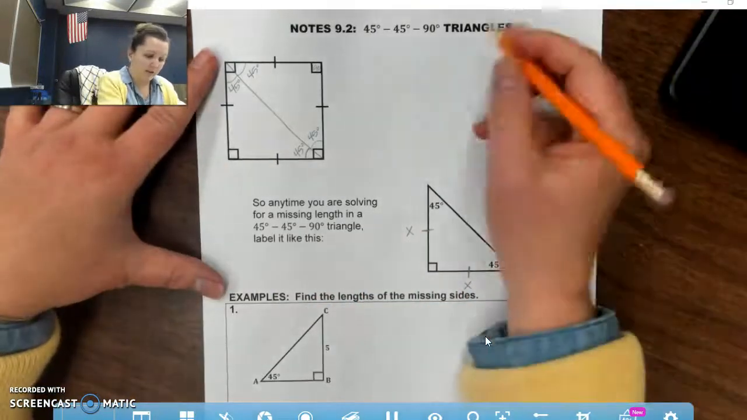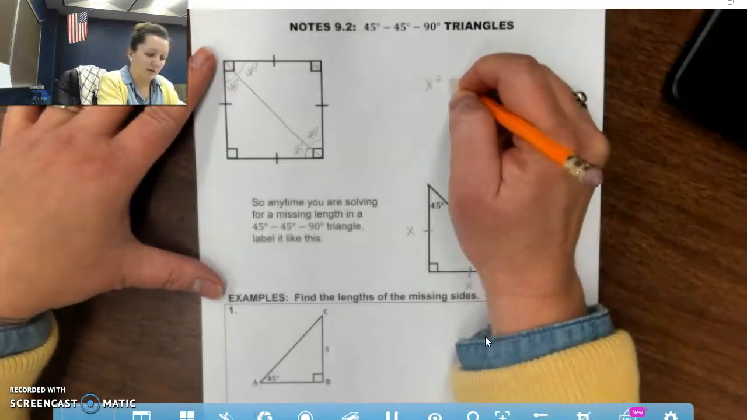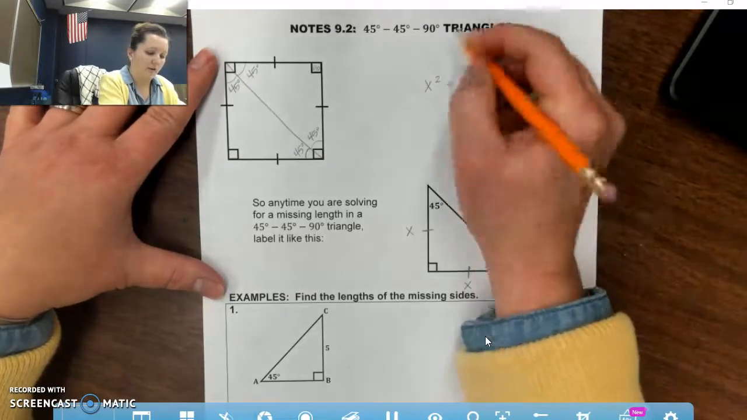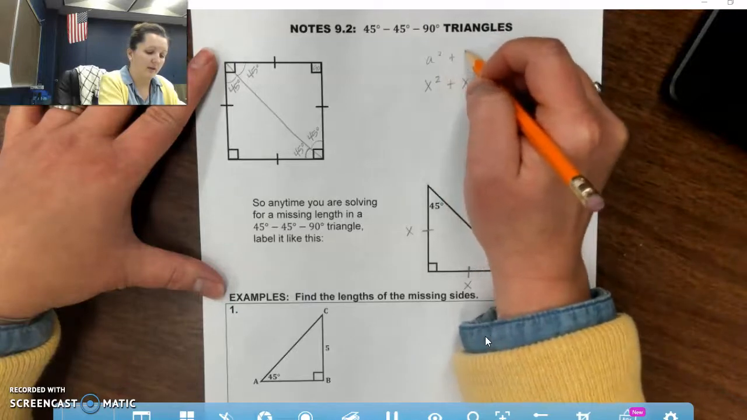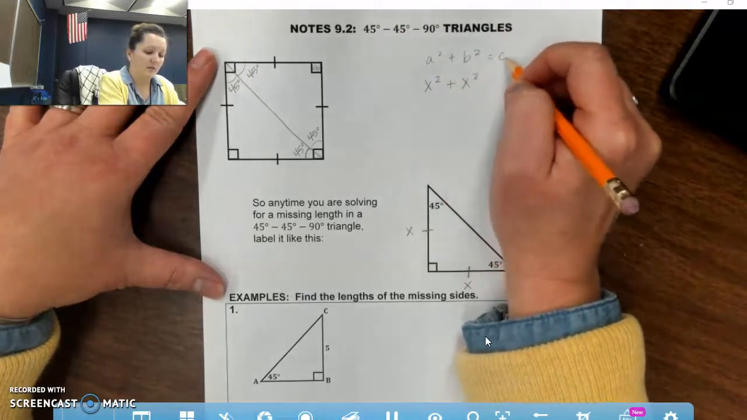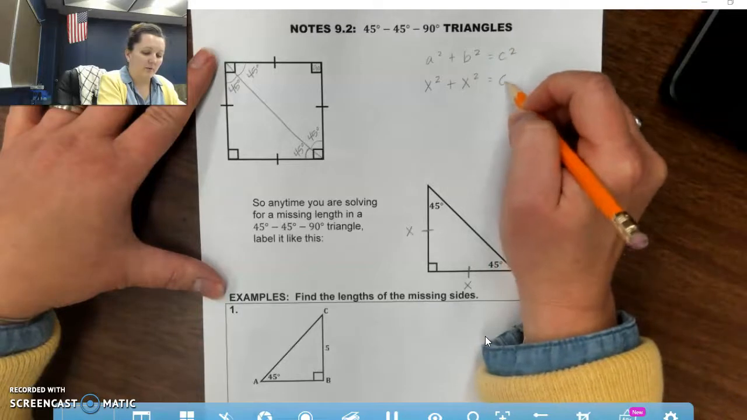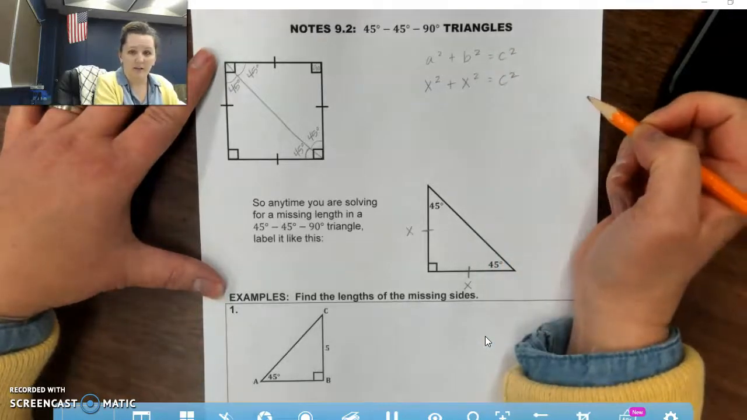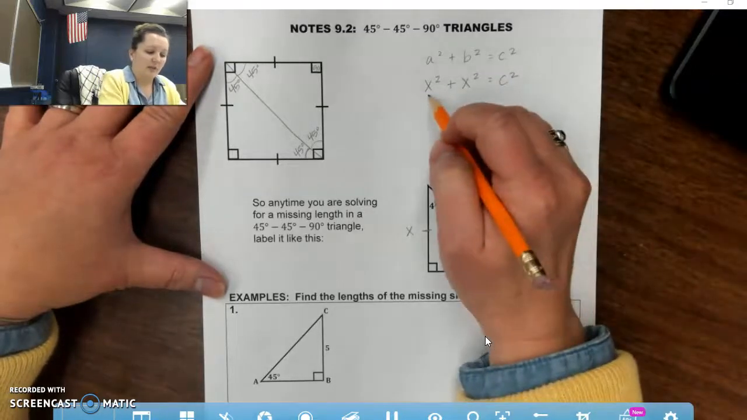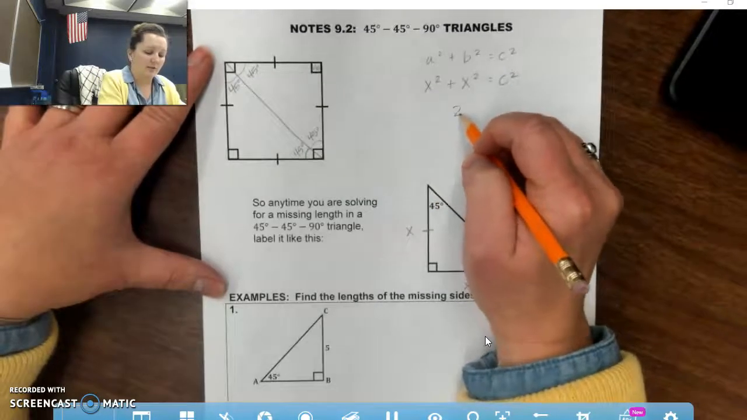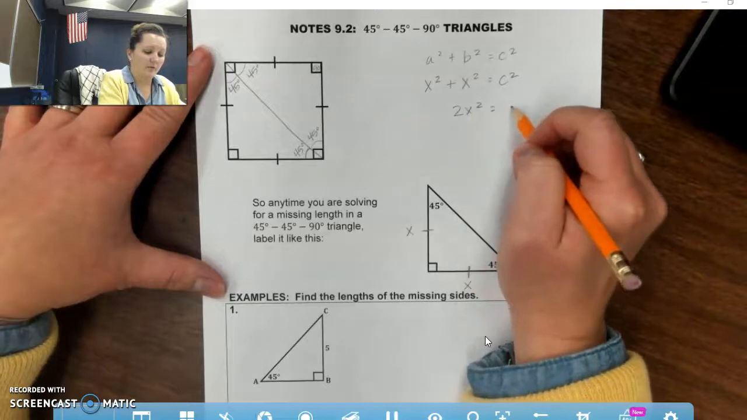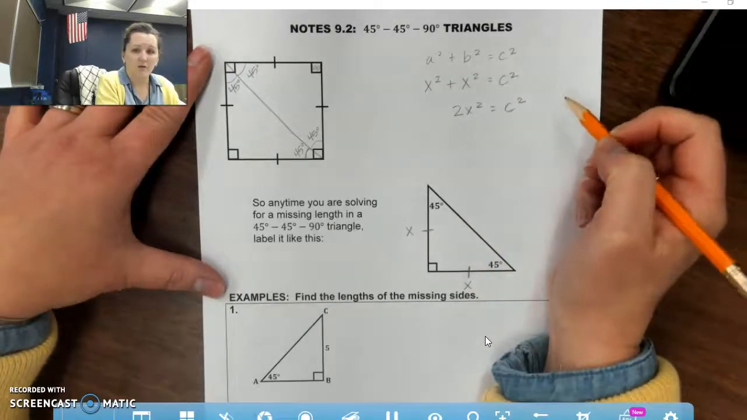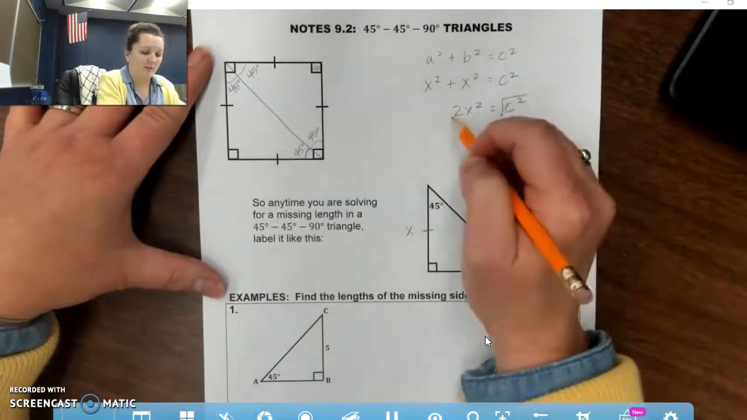So if I have x squared plus x squared, think about my Pythagorean theorem, right? a squared plus b squared equals c squared. I want to prove c. So I'm going to add these together because they're like terms. So I have 2x squared equals c squared. I'm going to solve for c, remember, by taking the square root.